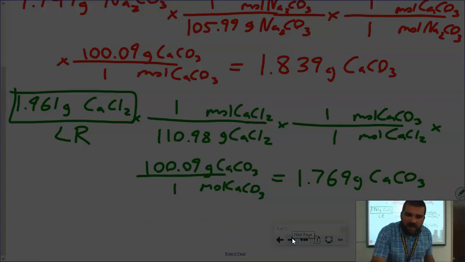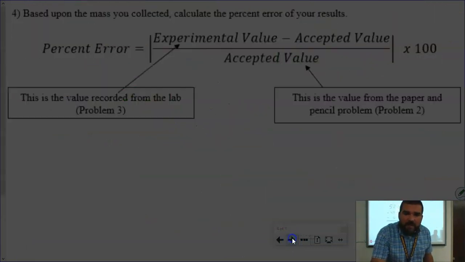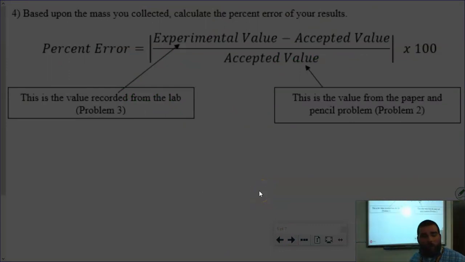All right, so now let's talk about errors in this lab. We're going to do a calculation. This is the standard percent error calculation. We're going to take the value that we recorded from the lab, known as the experimental value, and subtract it from the accepted value. The accepted value is what we calculated, factor label, paper and pencil, from problem 2. This is the setup for percent error.